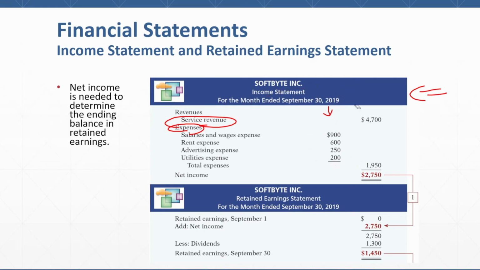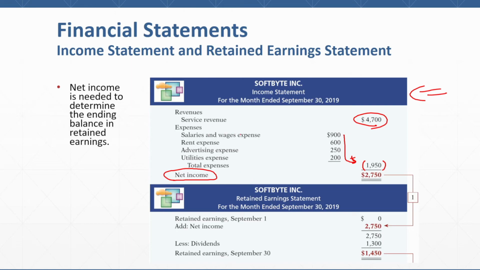But regardless, we have revenue reported here, the summation of expenses reported here. But I think I'm going to correct this statement by putting parentheses around expenses. It is missed. 4,700 minus 1,950 equals 2,750. It is called net income, the output of our income statement.